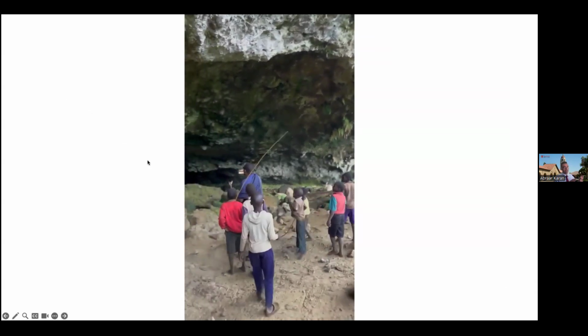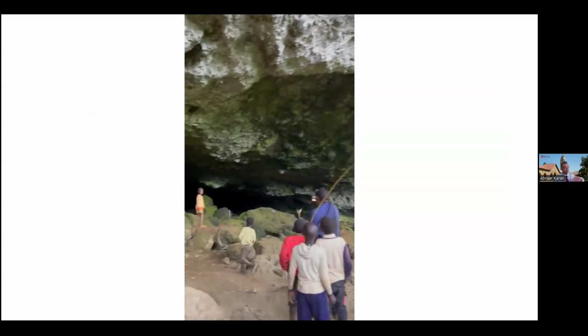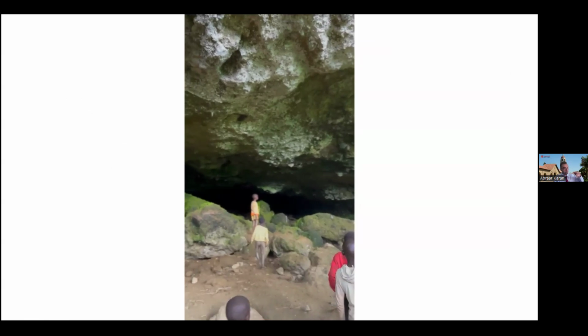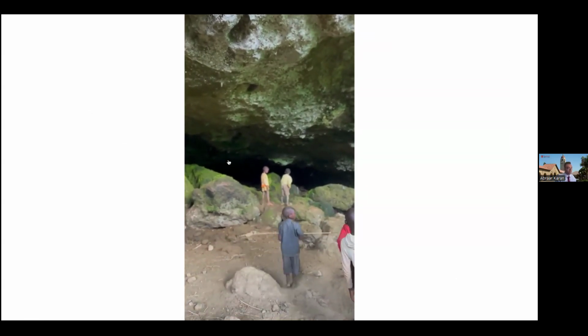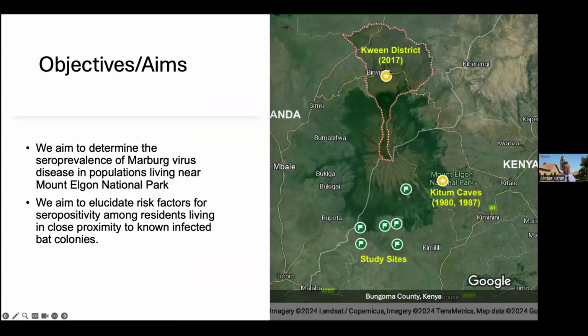So they are massive overhangs. These are caves that go all the way across from Kenya to Uganda. And on the other side of this cave, if you travel for many hours, or even more than a day, as some people said, you get to the other side of the mountain where that outbreak happened in 2017.